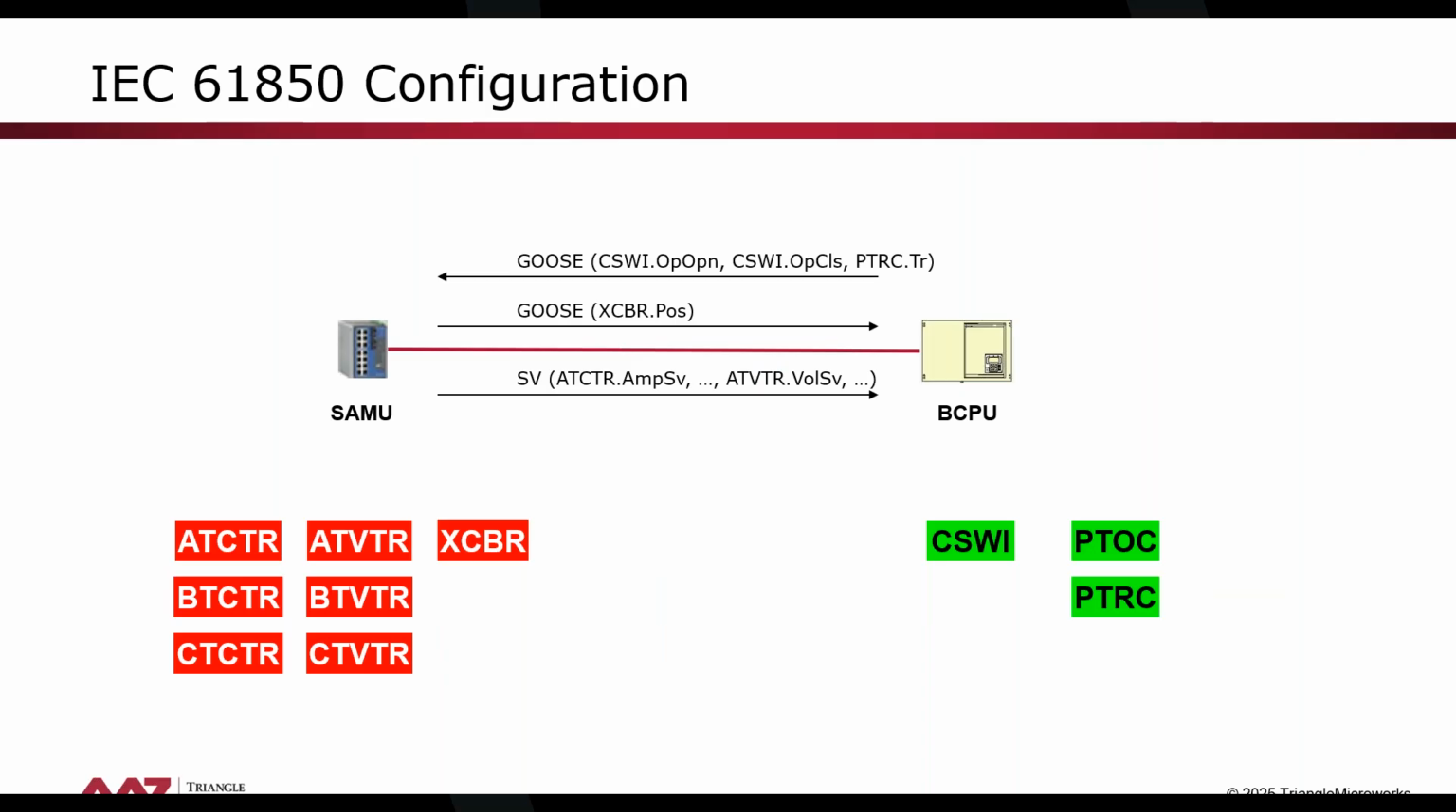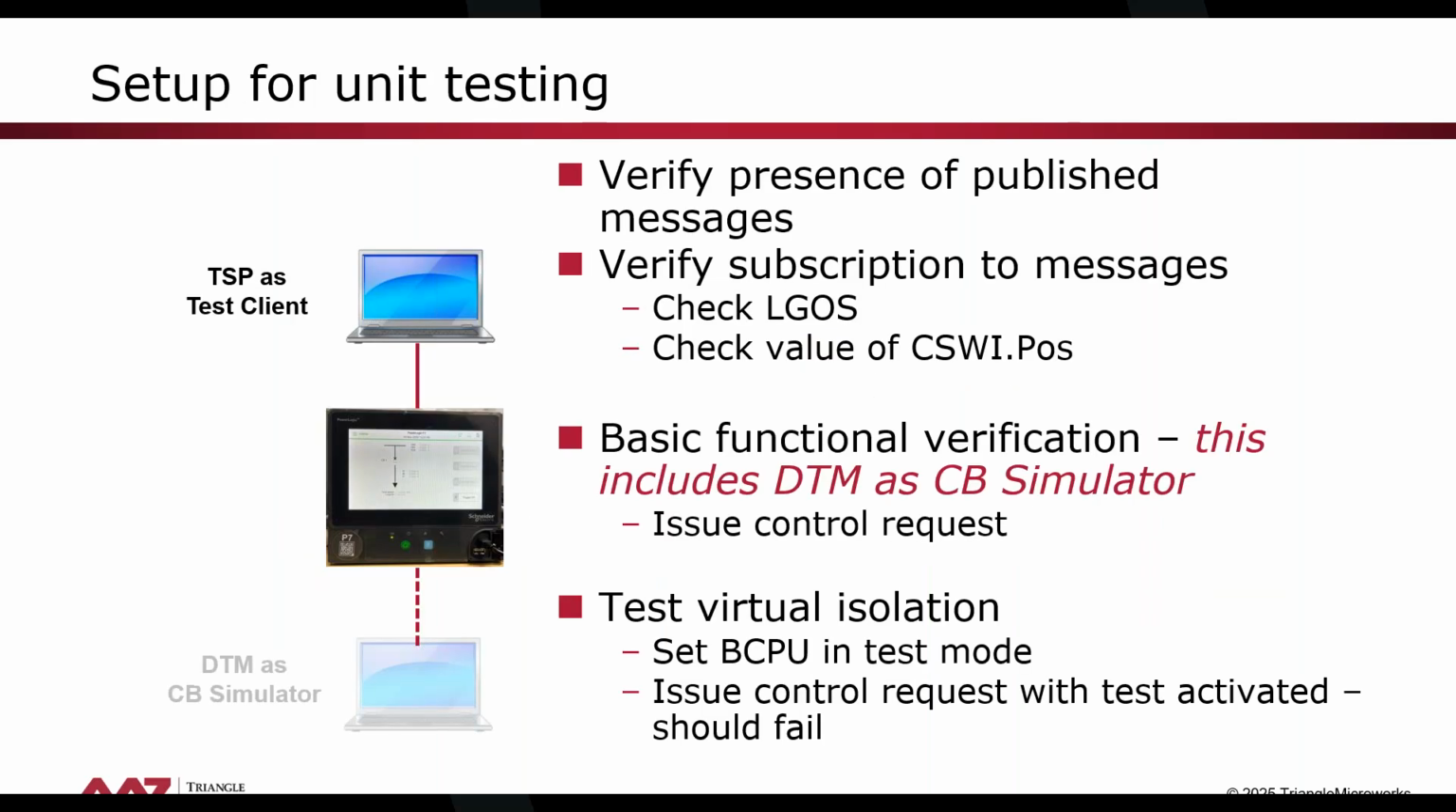On the other side, the BCPU itself, which has the control functionality in, besides the protection, it also sends the operate open and operate close signals down to the merging unit when a control request is performed. And of course, if a fault happens, it will send down the trip to the merging unit. So what we're now focusing on is the unit testing of this BCPU.